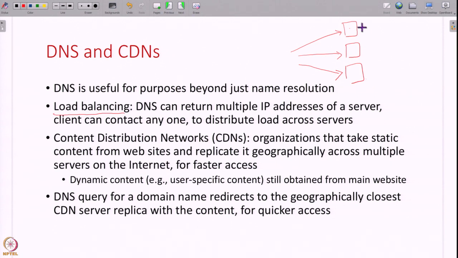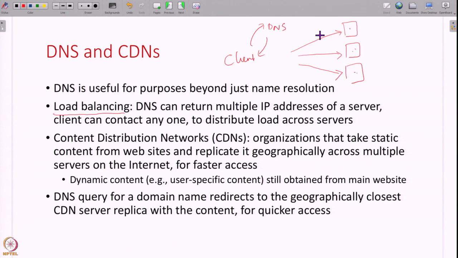The way you will do that is you will store all these different IP addresses in DNS, and DNS will return either all of them or one of these, whatever. So the client, when you talk to DNS, you will get back all of these IP addresses, then some clients will pick this server, some will pick this server, some will pick this server, and the load balancing will happen.